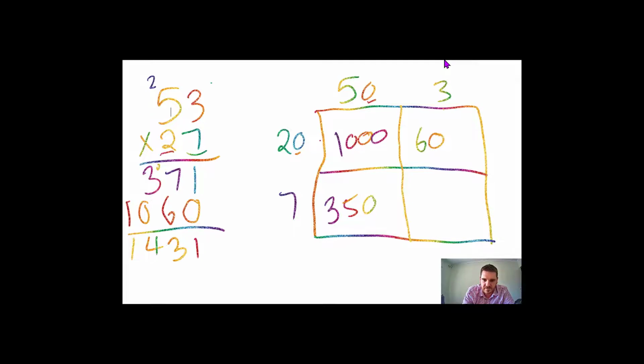And then I have, for this final box, 3 at the top, 7 on the side. 3 times 7 is 21. Now what I need to do is add all of those together. So I go 1,000, 350, 60, and 21. Put a line down here. So I've got 1, 11, 12, so it's 13. Put the 1 up here. 1 plus 3 is 4. And 1,431. So that's two different ways.